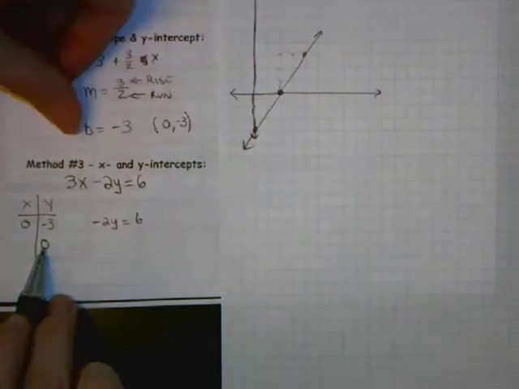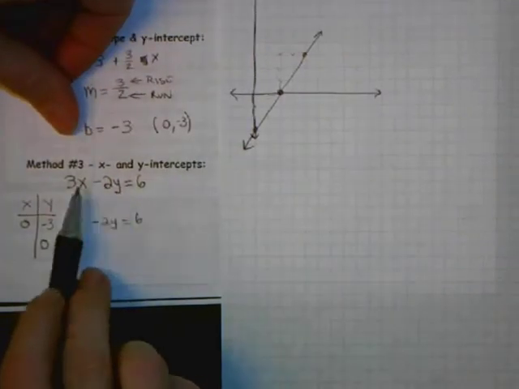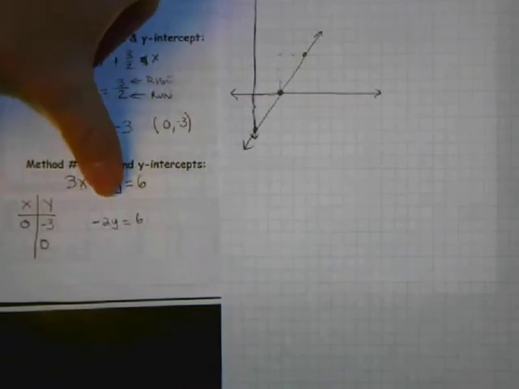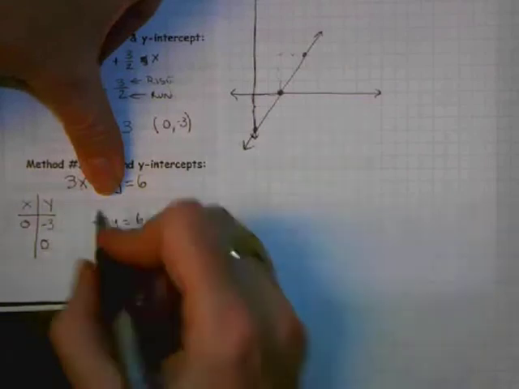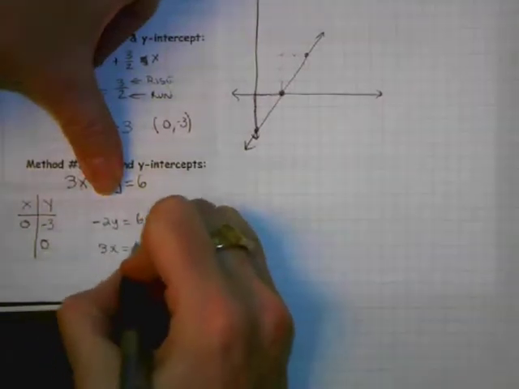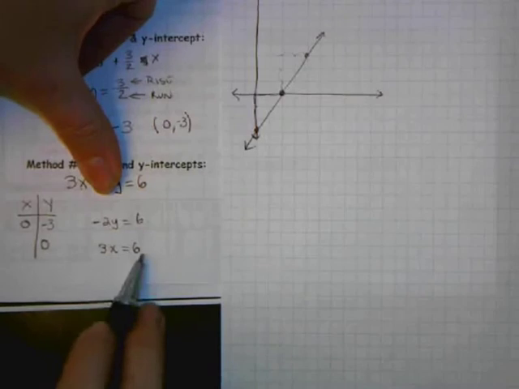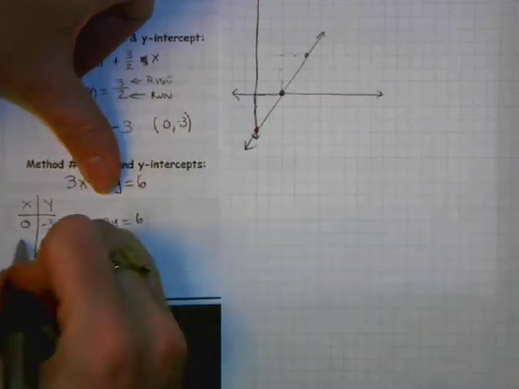Now I'm going to do the same here. I'm going to plug in a 0 for y. 2 times 0 is 0. 3x minus 0 is still 3x. And so I end up once again with a simple equation. This time it's 3x equals 6. This is a one-step equation that I can do in my head. I can divide both sides of this equation by 3, and I end up with x equals 6 over 3, or 2.